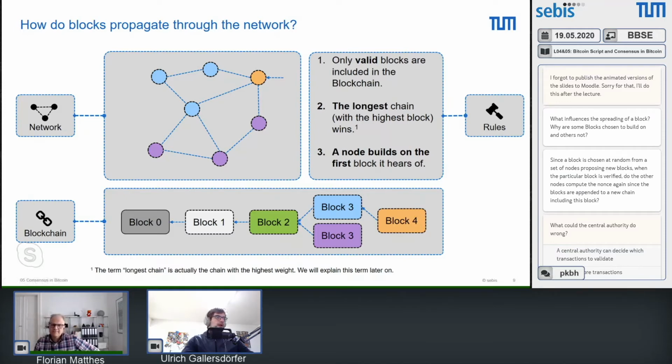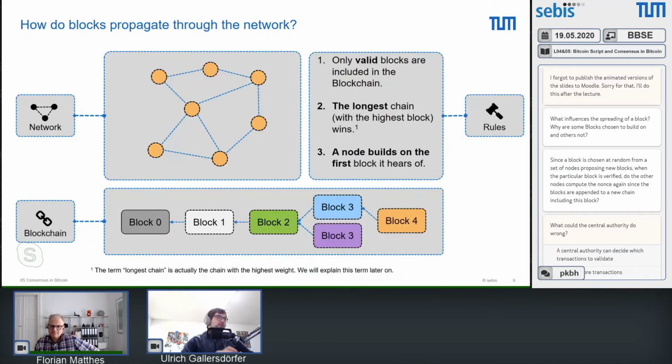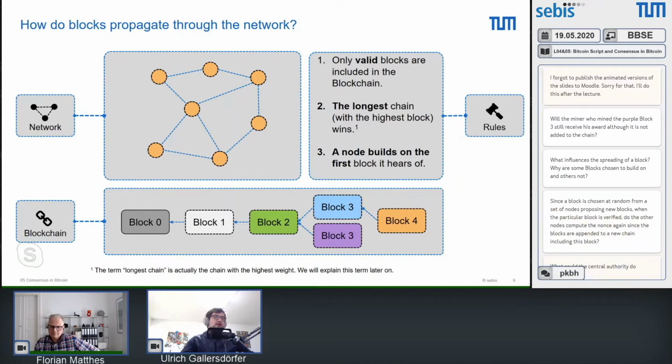Okay. And one last question for this slide. Will the miner who mined the purple block three still receive his mining reward, although it is not added to the chain?